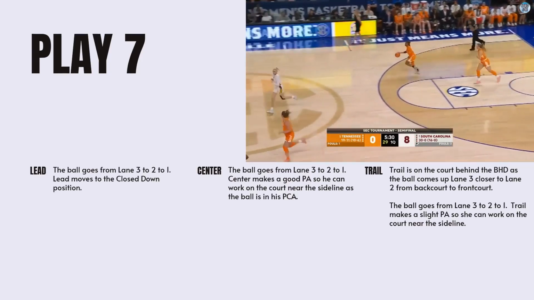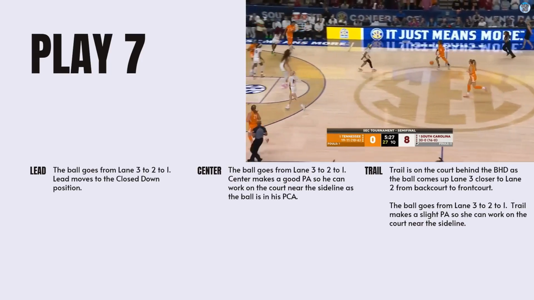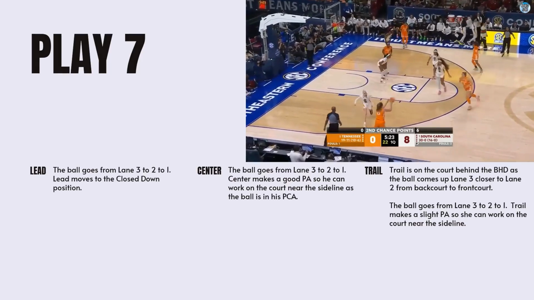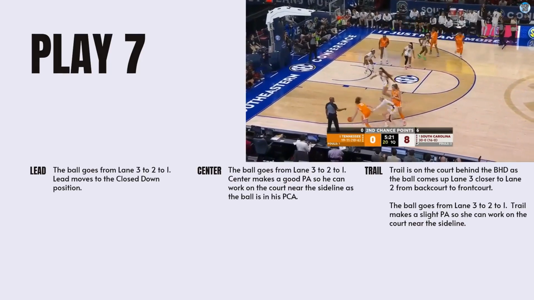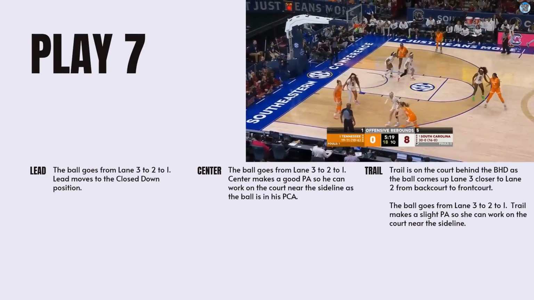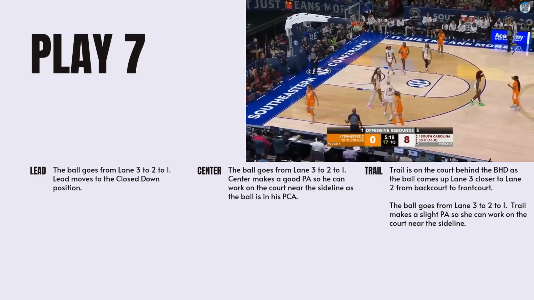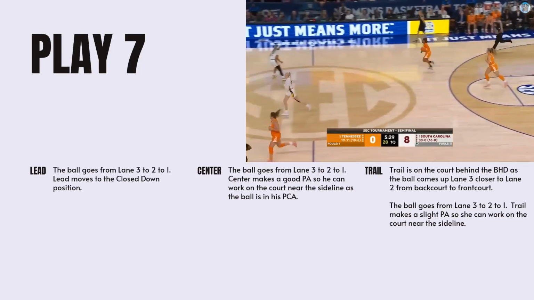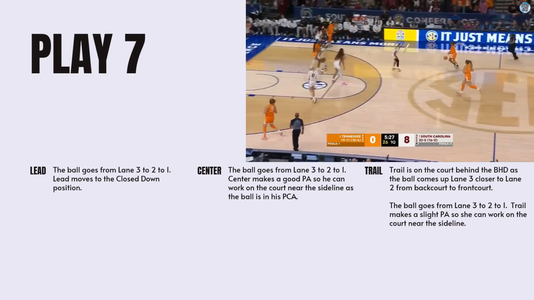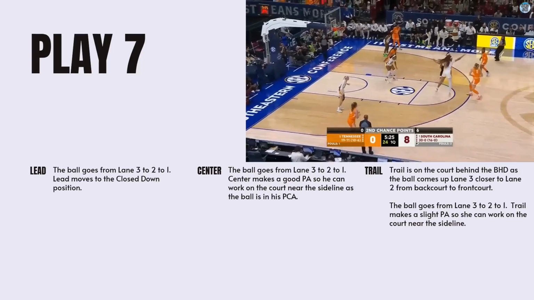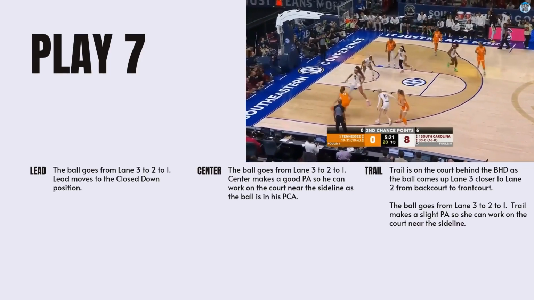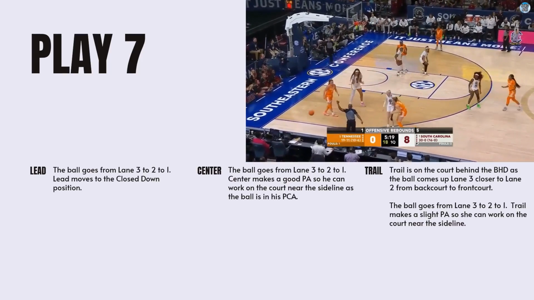As the ball goes from lanes 3 to 2 to 1, our center official will make a good position adjustment so he can work on the court near the sideline as the ball is in his primary coverage area. As the ball goes from lanes 3 to 2 to 1, we see that our lead official goes from wide to post up to close down just in case a rotation ends up being required.